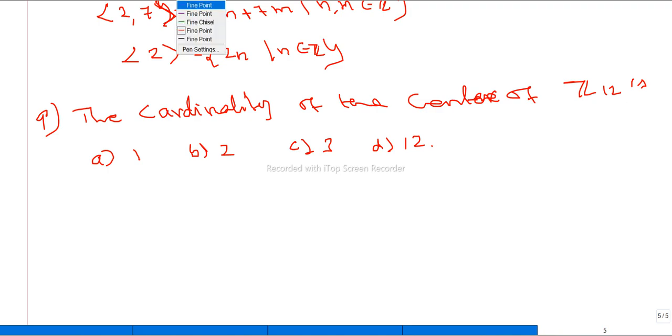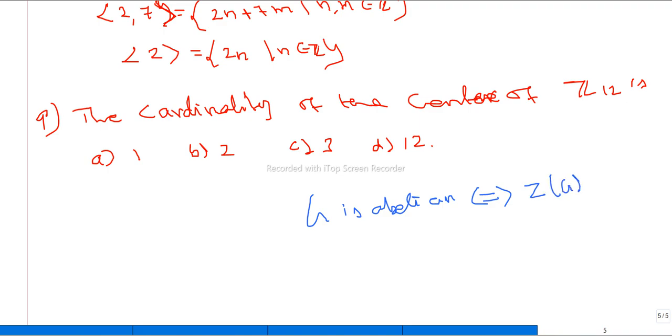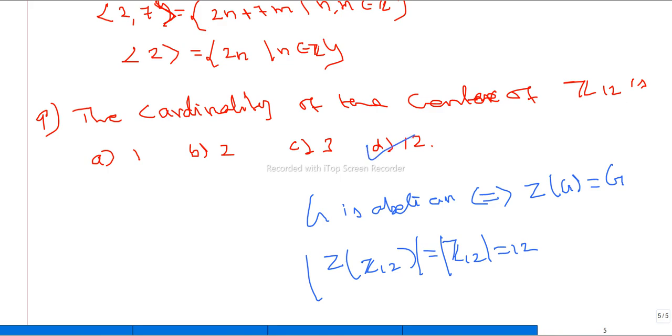12 is the correct answer, because we know that G is an Abelian group if and only if the center of the group equals the given group, for any group. So here Z12 is an Abelian group, therefore the center of Z12 should be Z12. Therefore the cardinality of this should be 12. Therefore the answer is 12.